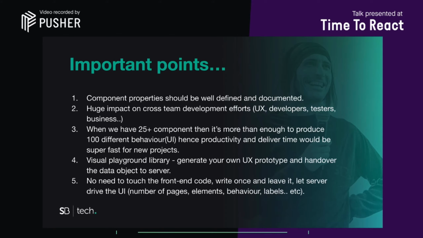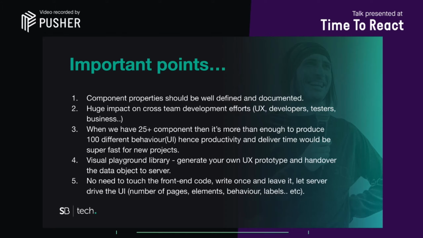This is not only impacting the effort for the developers, it also has a huge impact for UX designers, testers, and business people, because we have everything in a visualized library. So the UX team can easily generate their prototype and hand over the data objects to the server team. When we have 25 plus components, it's more than enough to produce 100 different behaviors. Hence the productivity and delivery time would be super fast for new projects.